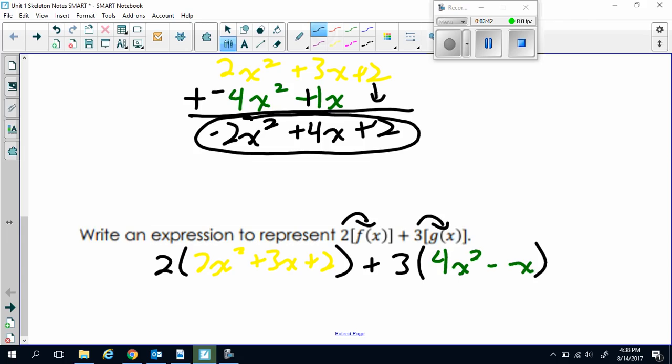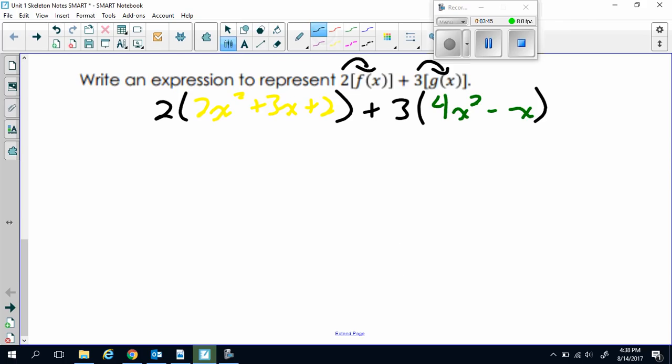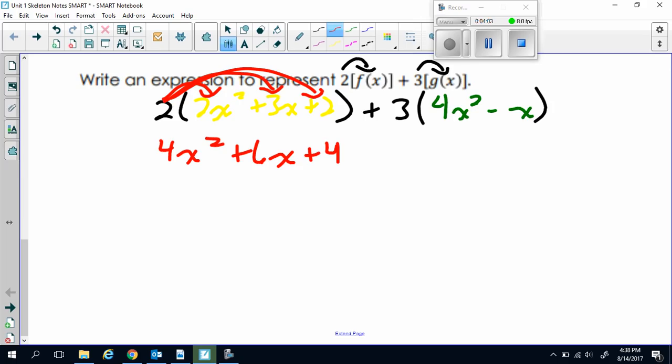All right, so the first thing we got to do is we got to distribute here. So I'm going to take this 2 and multiply it to each one of these. So 2 times 2x squared is going to give me 4x squared. 2 times 3x is going to give me 6x. And then 2 times 2, which will give me 4. Apologize for that. Okay, and then we're going to do the same thing on the back end. We're going to take the 3 and multiply it to the 4x squared. So it's going to be positive 12x squared.